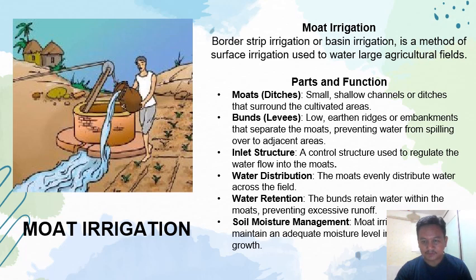Water distribution. The moats evenly distribute water across the field. And now, water retention. The bunds retain water within the moat, preventing excessive runoff. Soil moisture management. Moat irrigation helps maintain an adequate moisture level in the soil for plant growth.